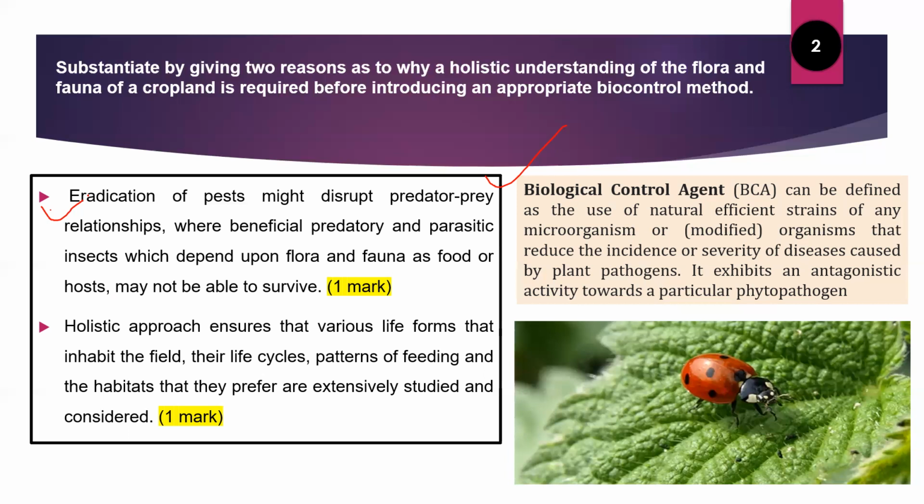so holistic approach basically is an all-encompassing approach. It means you try to understand each and every aspect. So it ensures that various life forms that inhabit the field, their life cycles, patterns of feeding, and the habitats that they prefer are extensively studied and considered. So that's why a holistic understanding of the flora and fauna of a cropland is required before introducing an appropriate biocontrol method. So which biocontrol method will be appropriate? In order to introduce that approach, we should know the flora and fauna of the cropland.